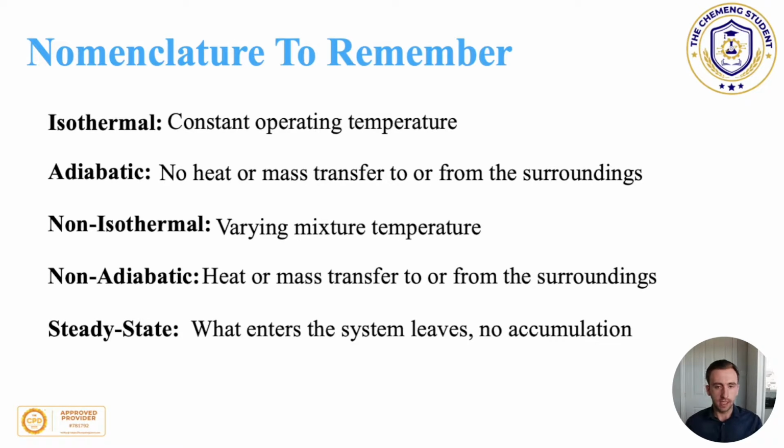Now, one other key term is steady state. Steady state simply means that whatever enters the system must leave the system, i.e. we have no accumulation taking place within the vessel.